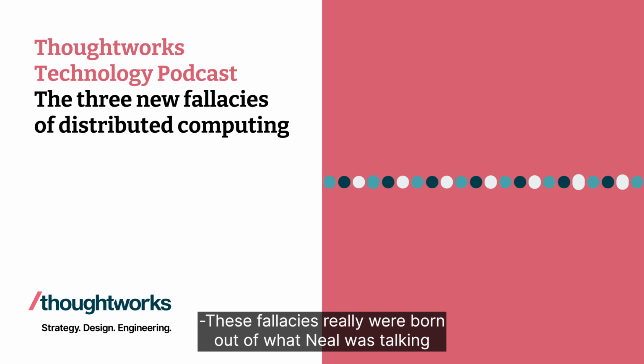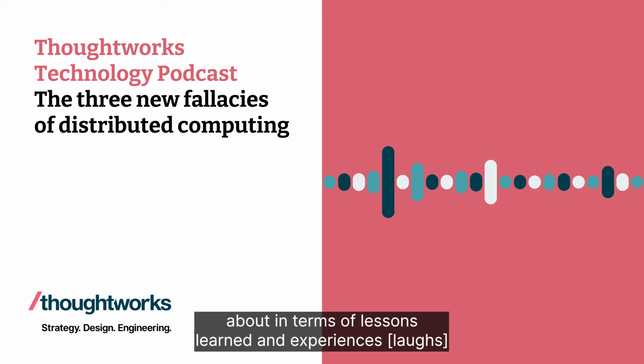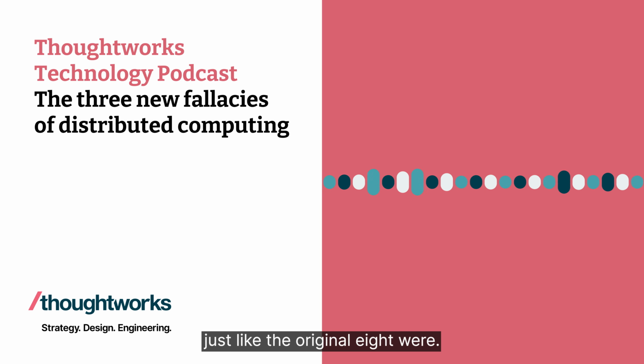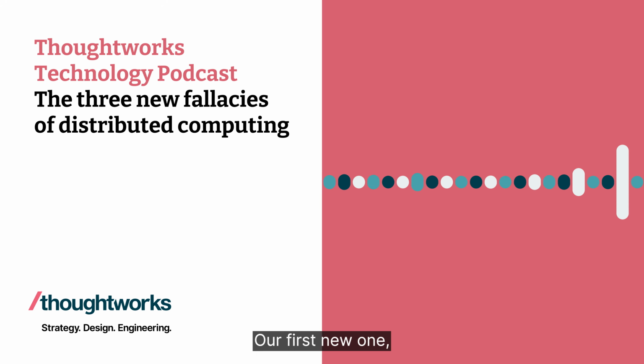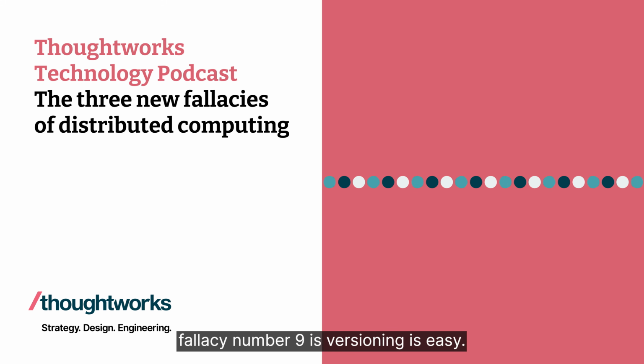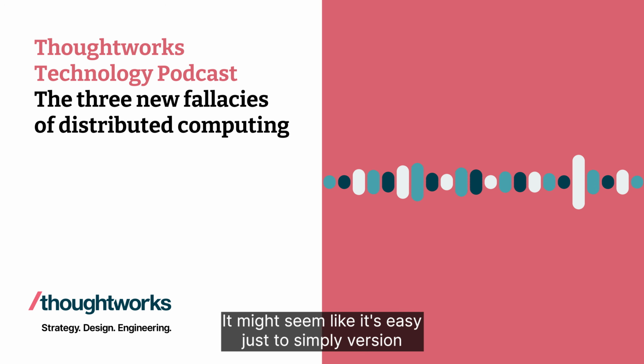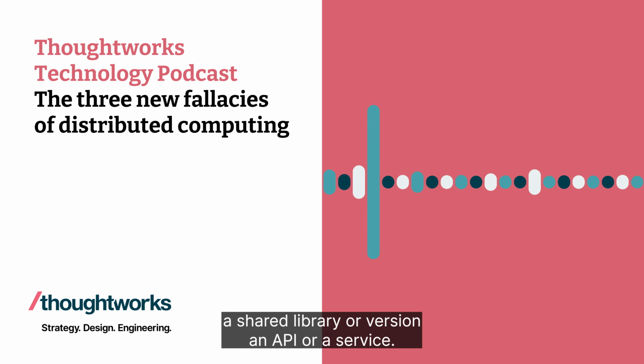These fallacies really were born out of what Neal was talking about in terms of lessons learned and experiences, just like the original 8 were. And our first new one, fallacy number 9, is versioning is easy. Just version it. And well, it might seem like it's easy just to simply version a shared library or version an API or a service.